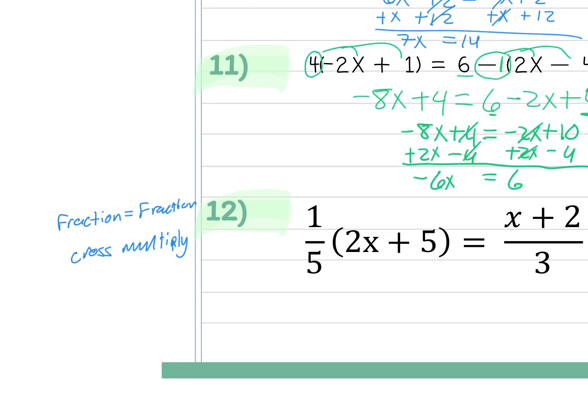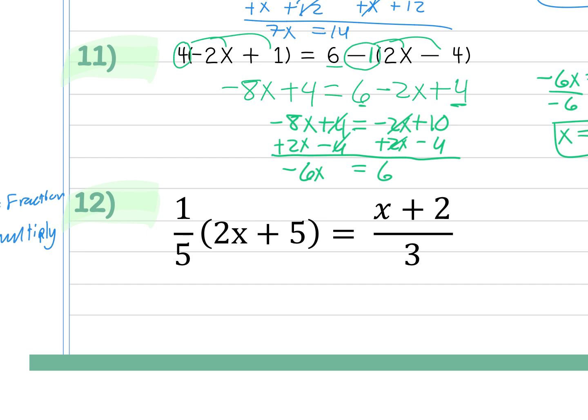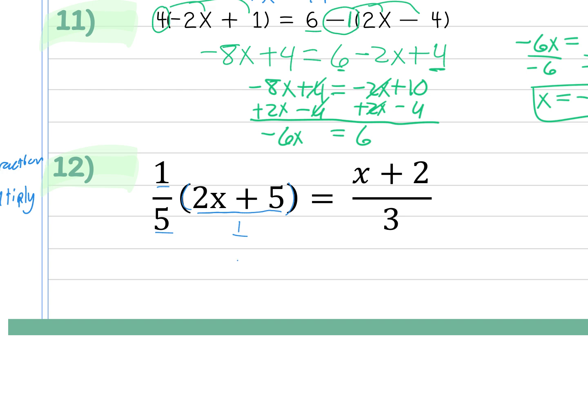It looks like this is a problem where we could get it to be a fraction equal to another fraction. So 1/5 times 2x plus 5, it's in parentheses, so it's the entire thing. We can treat this as 2x plus 5 over 1, and I'm going to do the top with the top, bottom with the bottom. 1 times 2x plus 5 is just 2x plus 5. 5 times 1 is 5, so I get 2x plus 5 over 5 equals x plus 2 over 3.